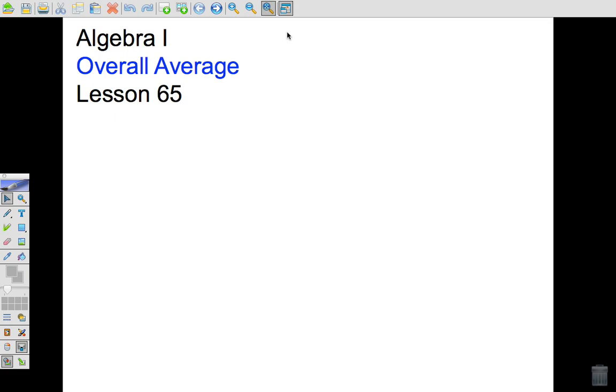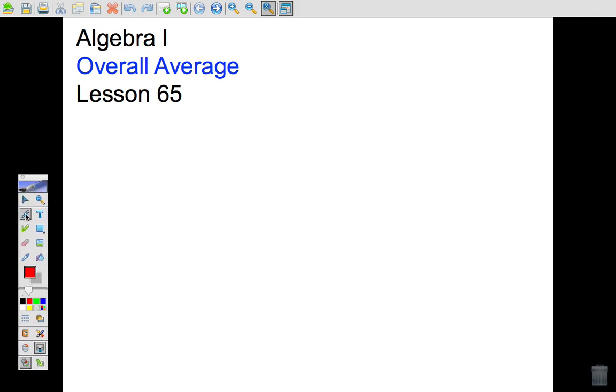All right, in lesson 65, we're going to talk about what is called overall average. So far, what we know about averages is that to find averages, you take the total and you divide by how many there were. So for example, in a basketball game, say a player had 4 points, another player had 7, another player had 2, one player had 1, and another had 10. Say these are the 5 players that started the game, and this is what they scored.